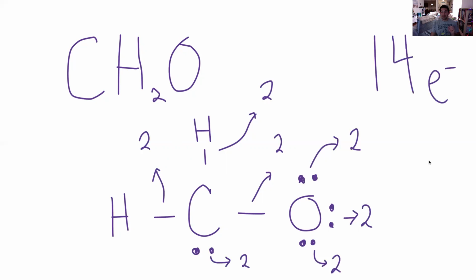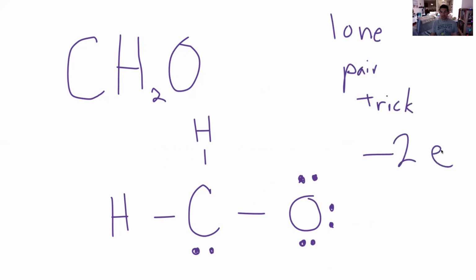So when we add that all up, we have 14 electrons. All right, that's too many. It is too many. We are only supposed to have 12 electrons to work with in CH2O. So here is the lone pair trick, and this will reduce 2 electrons.